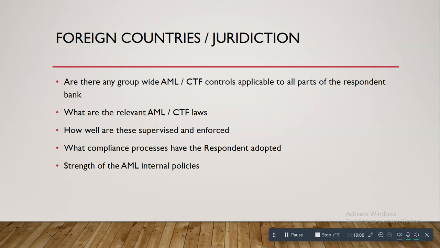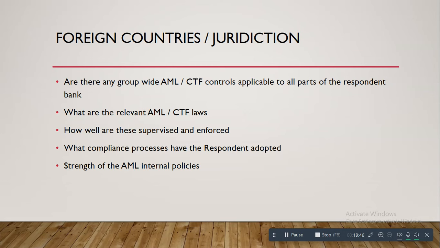The next thing that we see is the foreign countries or jurisdictions that are present. Let's say the respondent bank B comes from a jurisdiction which is in a high risk zone, and they want to establish a relationship with your bank. There we will check where this is coming from. Sometimes there are international banks which have multiple branches all over the world. They also enter into correspondent banking relationships with other international banks. So in this case we check the jurisdiction.